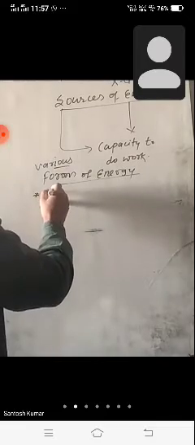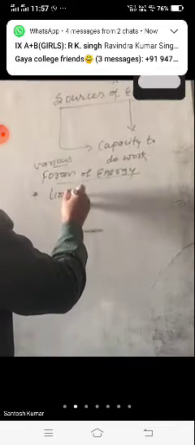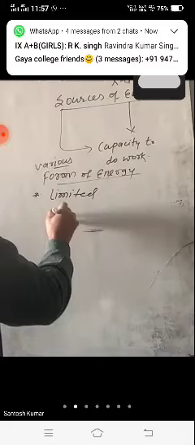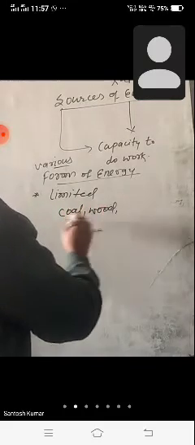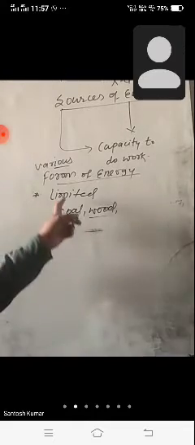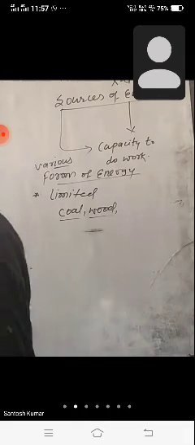Just see, they are mainly limited in nature, whether it is coal, wood etc. Limited means it may finish one day.